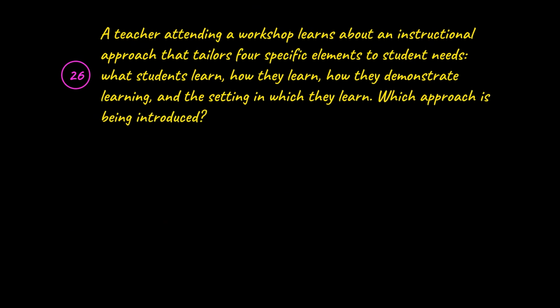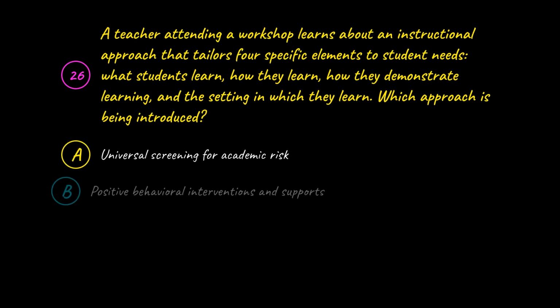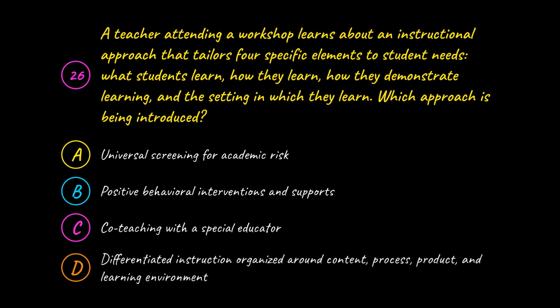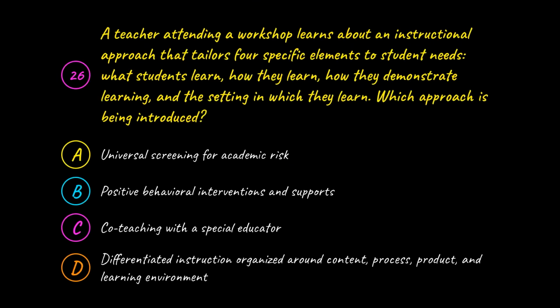Your options are: A. Universal screening for academic risk. B. Positive behavioral interventions and supports. C. Co-teaching with a special educator. D. Differentiated instruction organized around content, process, product, and learning environment. Take a second. Which answer would you pick?